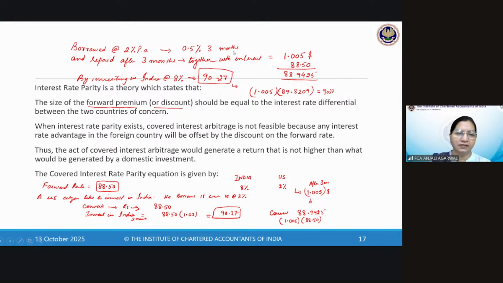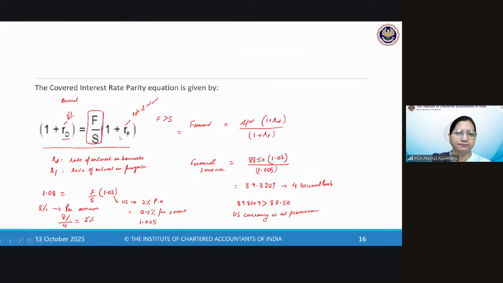Okay. So then the covered interest rate parity equation was given by this formula. Just imagine if the rate of interest in India is 1%, so 1.01, and this is 1.02. So forward would be less than spot. That means then rupee will be at premium.